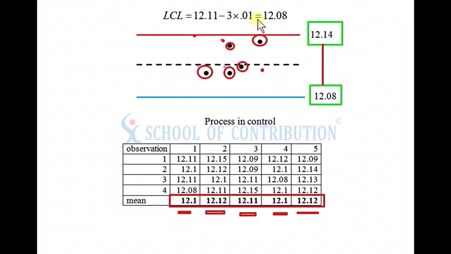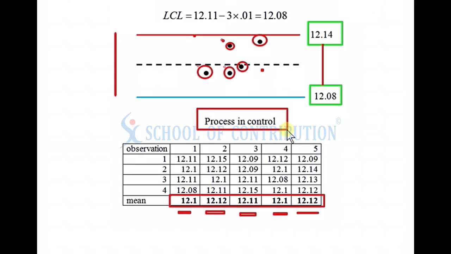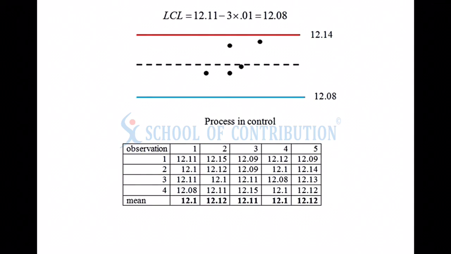Since all data points fall in the acceptable range, this is our range. যেহেতু রেঞ্জের বাইরে কোনো ডেটা আমাদের এক্সিস্ট করে না, আমরা ইজিলি বলতে পারি that our process is in control. That means because all sample statistics fall in the acceptable range, and that range is 12.14 and 12.08, the process is in control, and that is our conclusion.